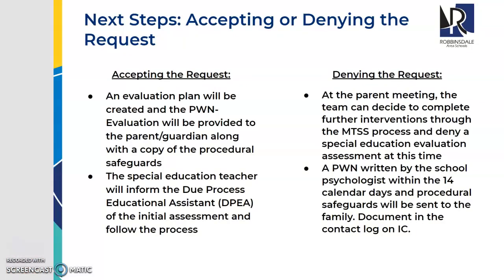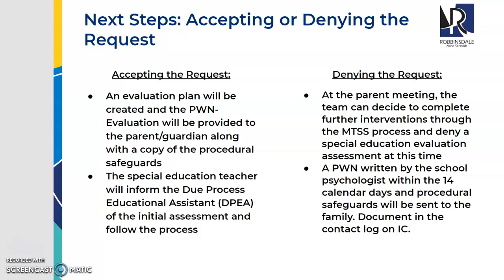Next steps, how we go about accepting or denying the request for an evaluation. So if the team has decided that they are going to accept the request, an evaluation plan must be created in Infinite Campus, and so that is the PWN for evaluation. That will be provided to the parent or guardian along with a copy of the procedural safeguards. The special education teacher will inform the DPEA, due process educational assistant, of the initial assessment and follow the process.